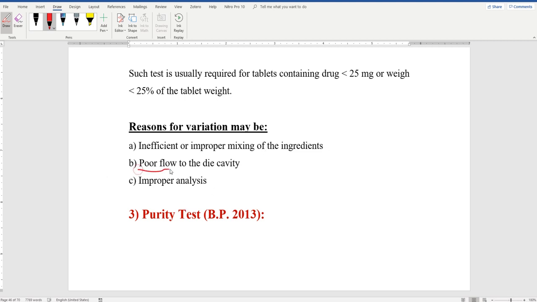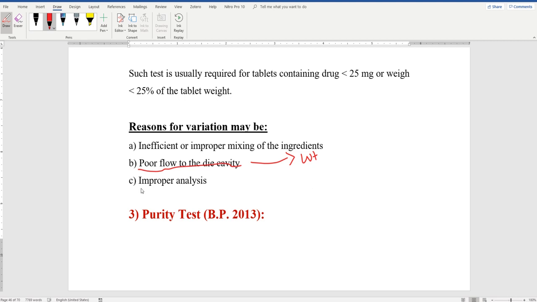Okay, poor flow to the die cavity. Of course this means that some tablets will have less formulation, and some tablets will have more of the formulation, because of poor flow. Poor flow is characterized by inconsistent flow to the die cavity. Sometimes you get more, sometimes you get less. But of course this will affect also the weight of the tablet. It also will affect the mechanical strength of the tablet.